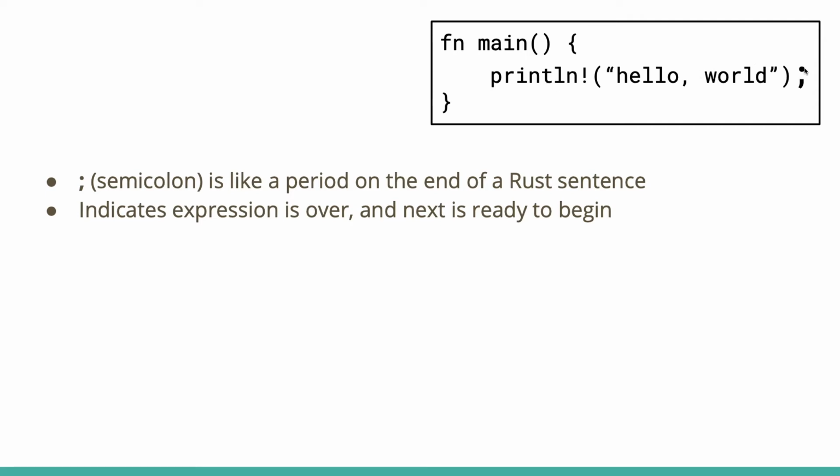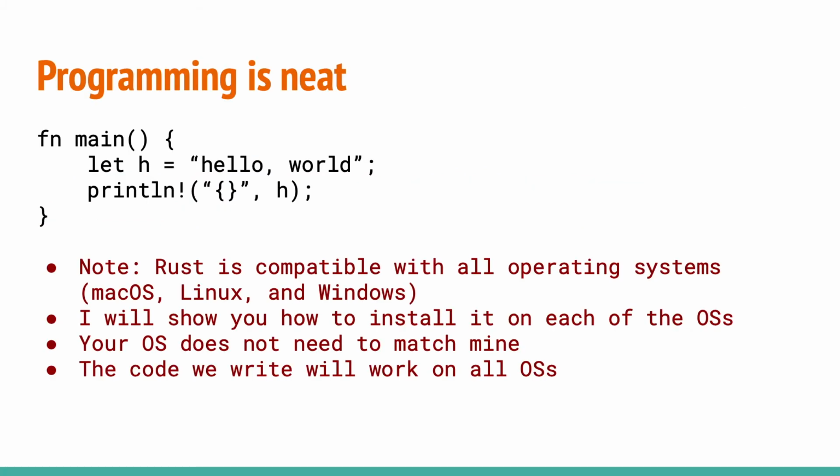So whenever Rust sees this, it knows that whatever's after this semicolon is not part of this line. It's a new sentence basically in Rust. And that's pretty much it with the Hello World program.